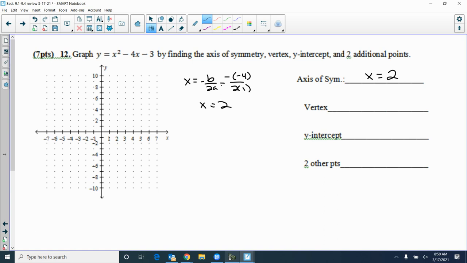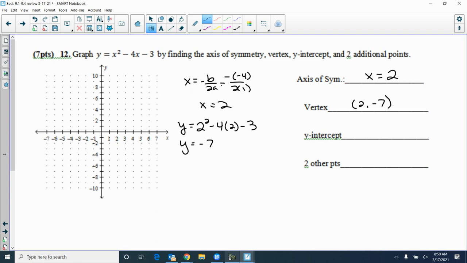Okay, so let's now substitute 2 into the equation and see what you get. Zane? I got negative 7. All right, I'm going to just do a quick mental check. So that's 4. You said negative 7? Yeah. So you need to write this as 2, comma, negative 7.